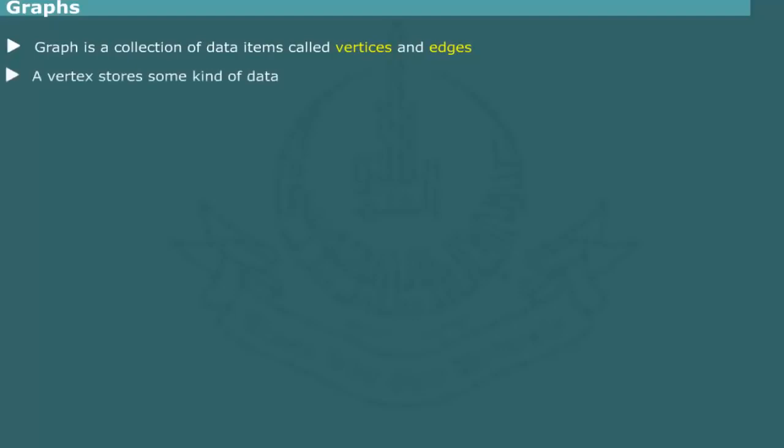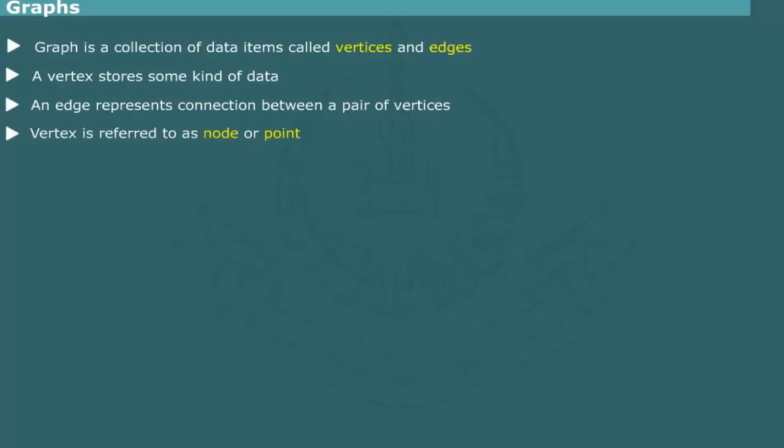Graph. A graph is a collection of data items called vertices and edges. A vertex stores some kind of data. An edge represents a connection between pairs of vertices. A vertex is sometimes referred to as node or point. An edge is also termed as arc.